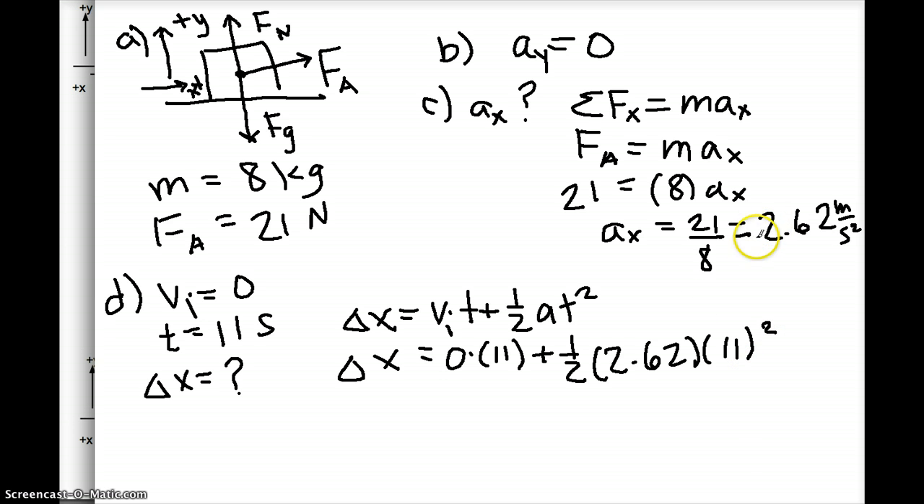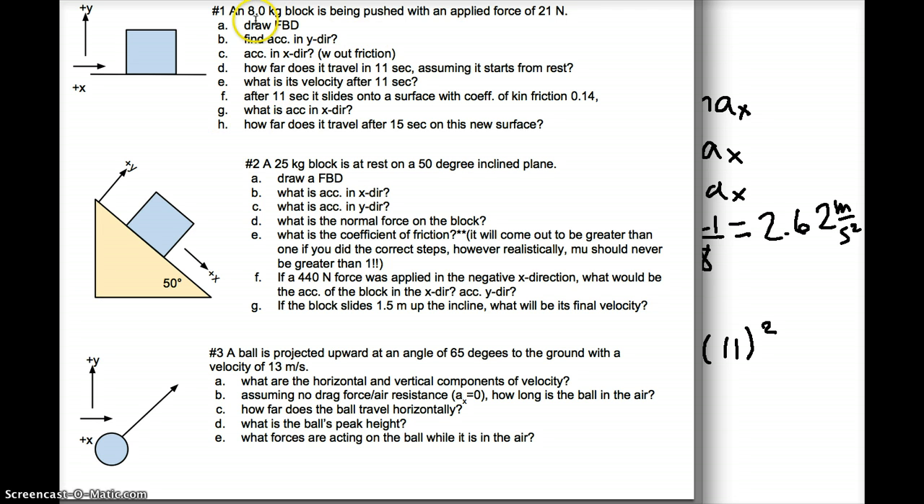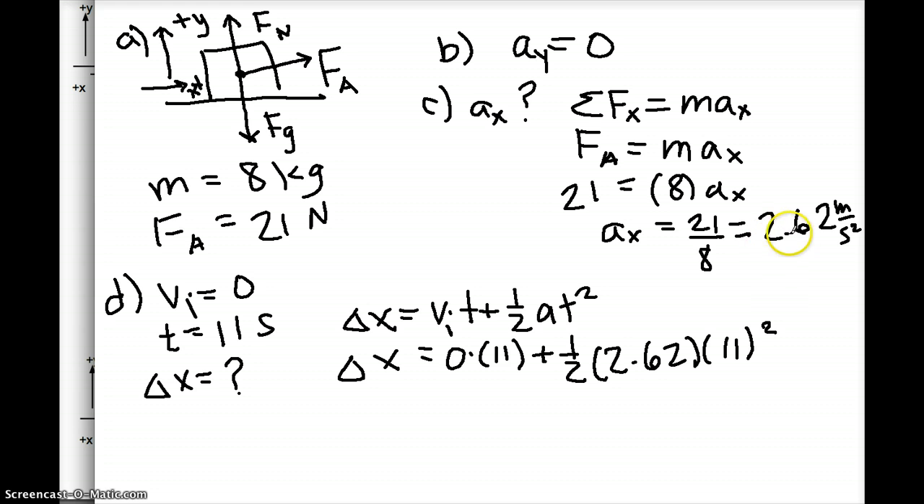By the way, if I were to go back to part C and give this final answer as my final answer, I want to make sure that I have the appropriate sig figs. In this problem, the minimum number of sig figs, all the quantities were given to 2 sig figs. And so my final answer actually would be 2.6 for part C. For the sake of solving for this change in position, I'm not restricted by sig figs, so I actually want to keep the number to something more than the sig figs required in the final answer. So I'm going to use this 2.62.